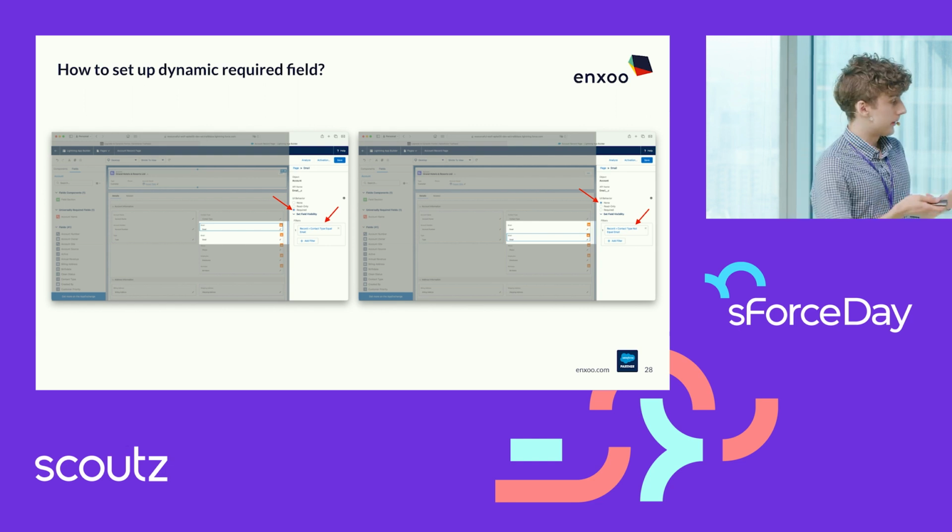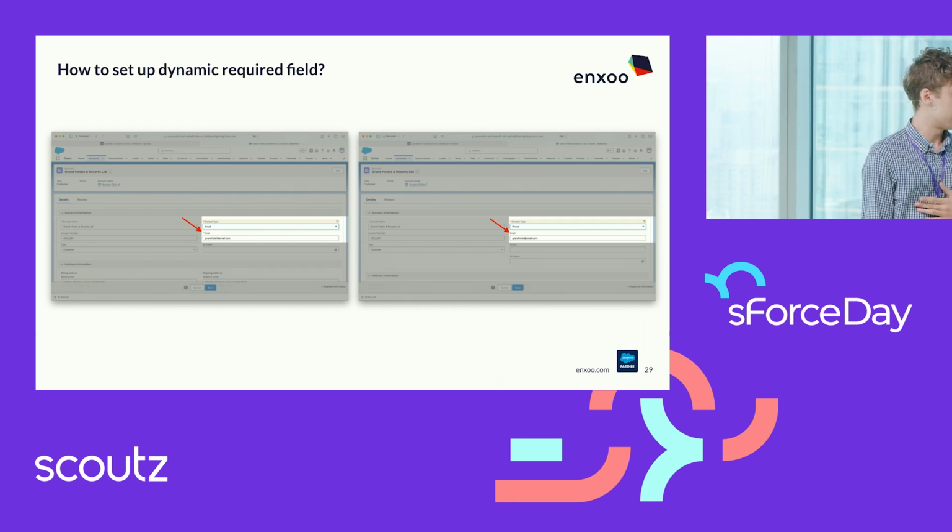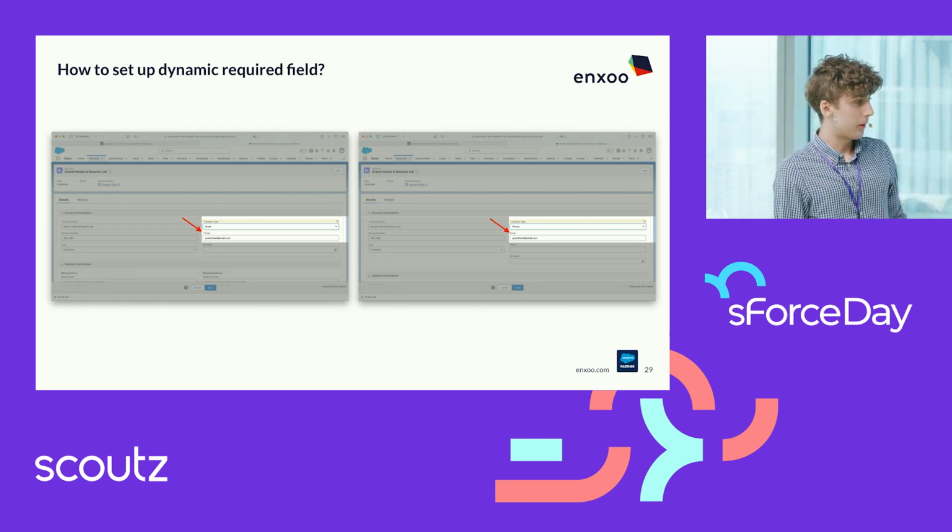Let's see it in practice. We have the layout. I select contact type email, and the email below is required. But when I select contact type phone, the email is not required. And again, it happens before the save. Why am I mentioning this? Because of course you can do a validation rule. But a validation rule will launch after you save. This happens dynamically before.